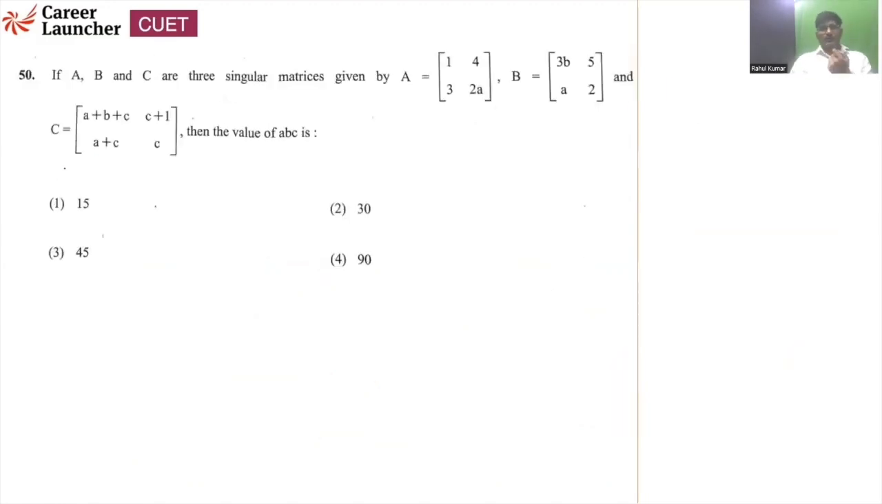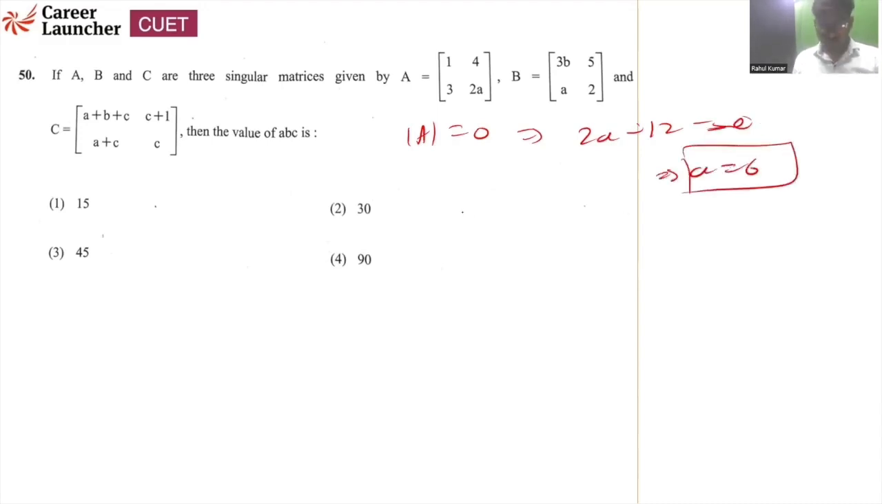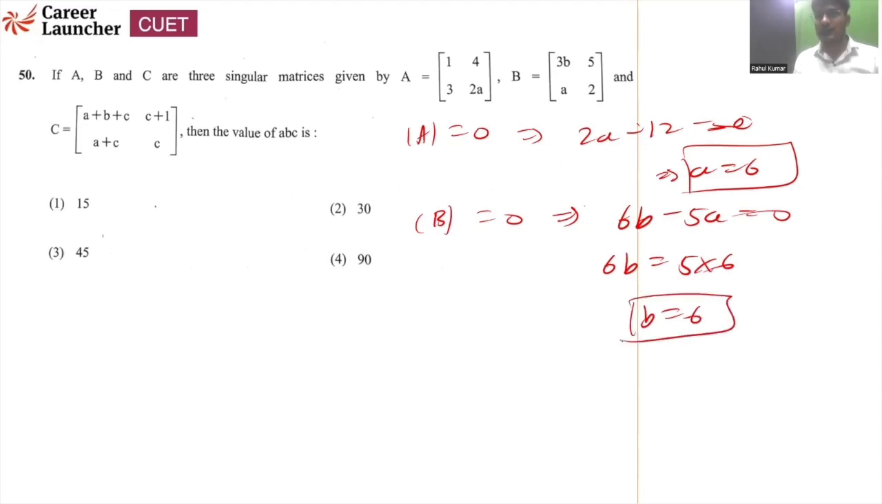Now we have the last problem. As all of the three matrices are singular, it means that the determinant of A is 0, which means 2A minus 12 is equal to 0. So the value of A is 6. B determinant is 0 means 6B minus 5A is equal to 0. So 6B is equal to 5 into 6. B value is 6. Sorry, B value is 5.